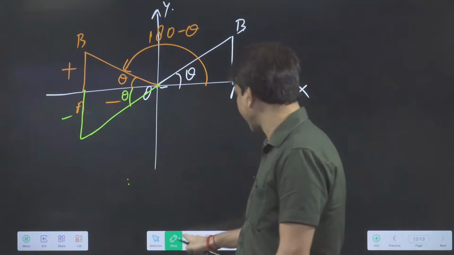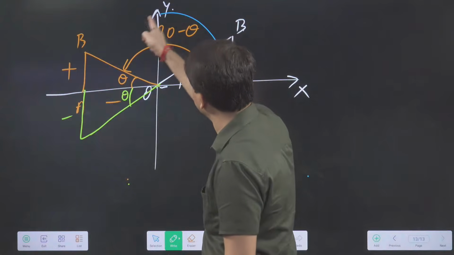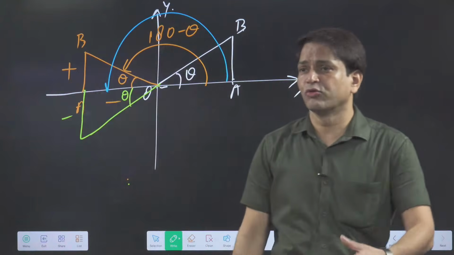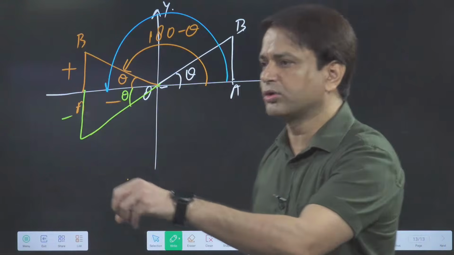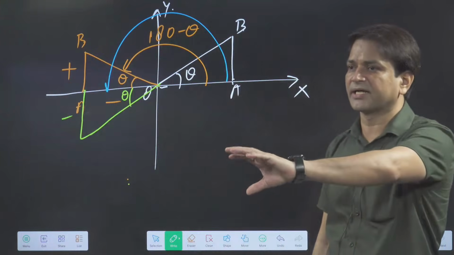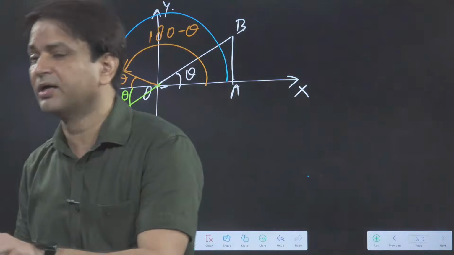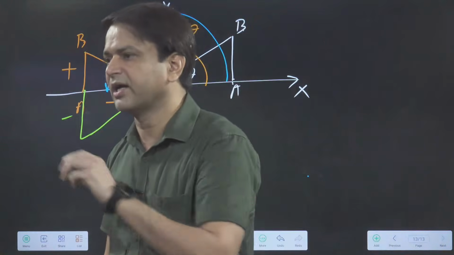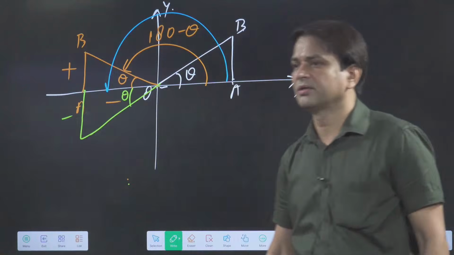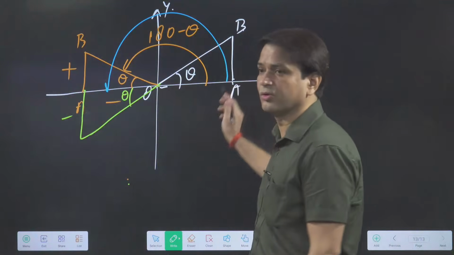How will you write the angle here? The angle you will say is 180 plus theta. So 180 plus theta means you will get to know that the triangle is made in the third quadrant. 180 minus theta means the triangle is in the second quadrant. 180 plus theta means the triangle is in the third quadrant. Accordingly we will write the values. Everybody got? And similarly we can say for the fourth quadrant also. Understood?